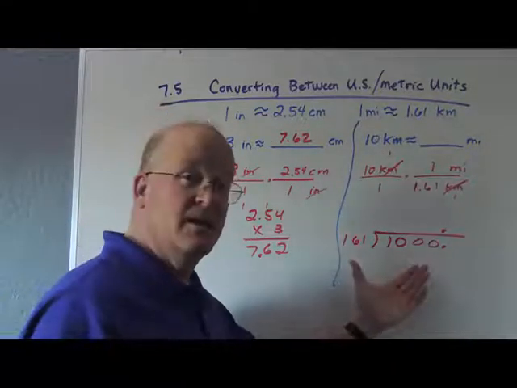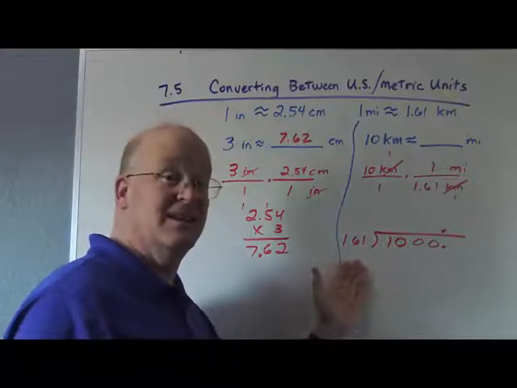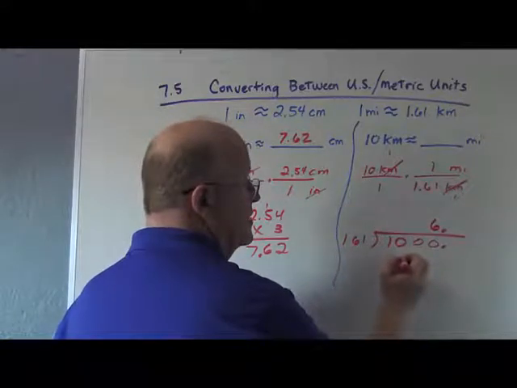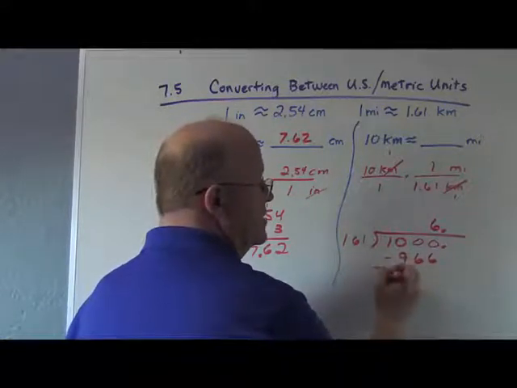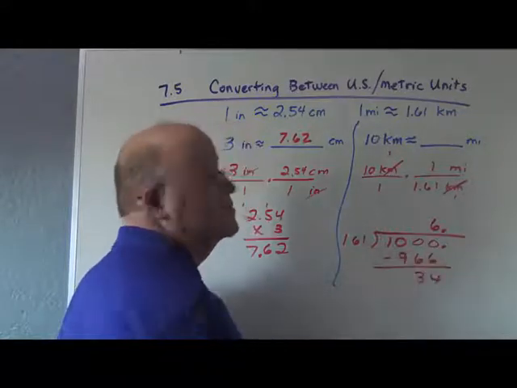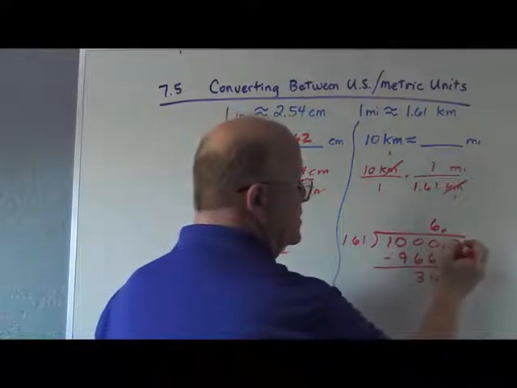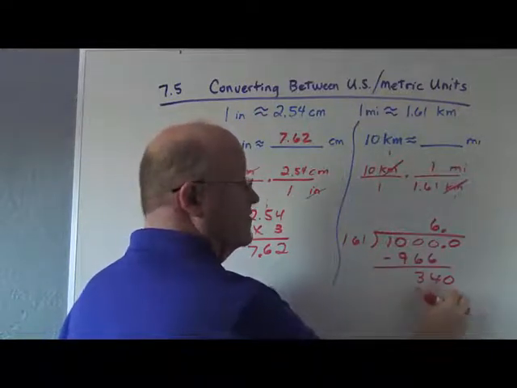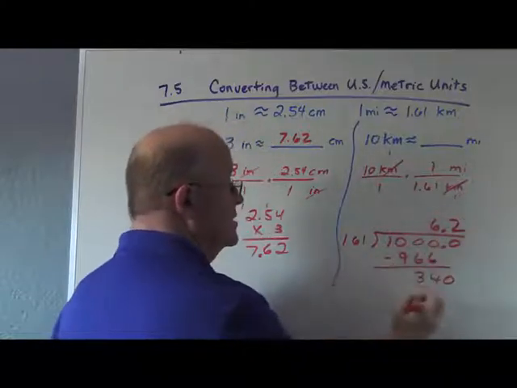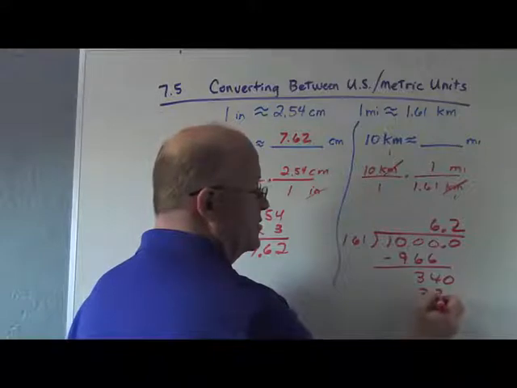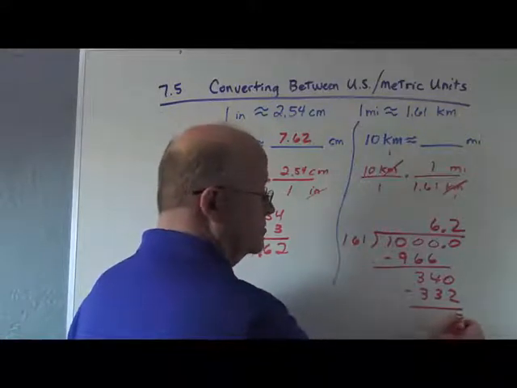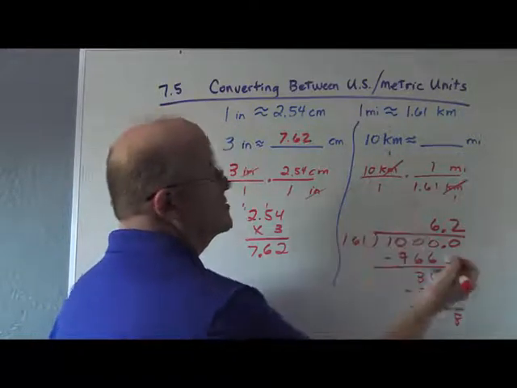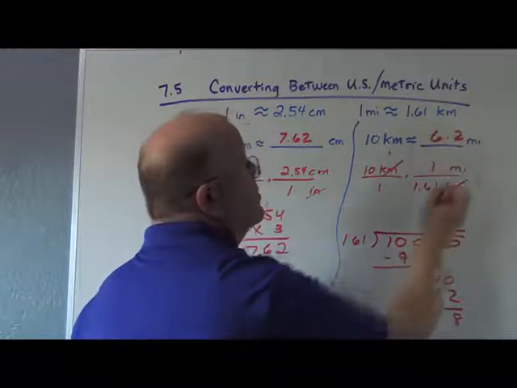Now I can do some estimation. I know 6 times 16 is 96, so I'm going to guess that this is going to be a 6, and that we're going to have 966 there. Subtract and get 34. I might have to do some borrowing and bring down a 0. 161 goes into 342 times, making 332, which is pretty darn close here. And I'm just going to round to the nearest tenth here. We're going to say that 10 kilometers is right around 6.2 miles.